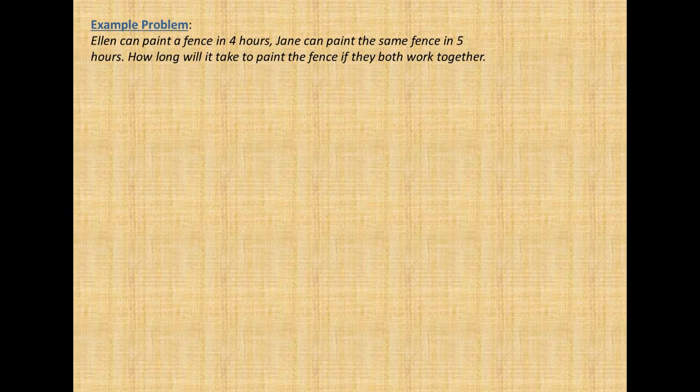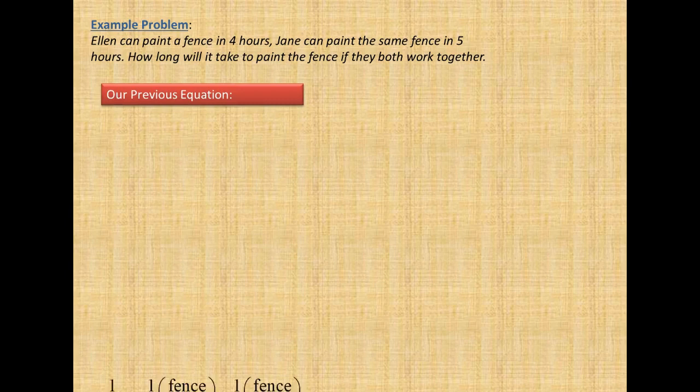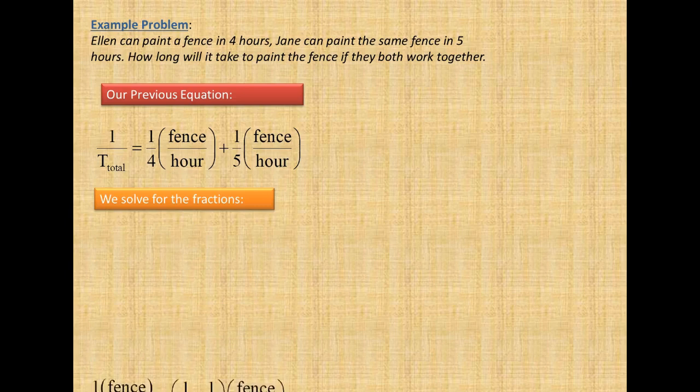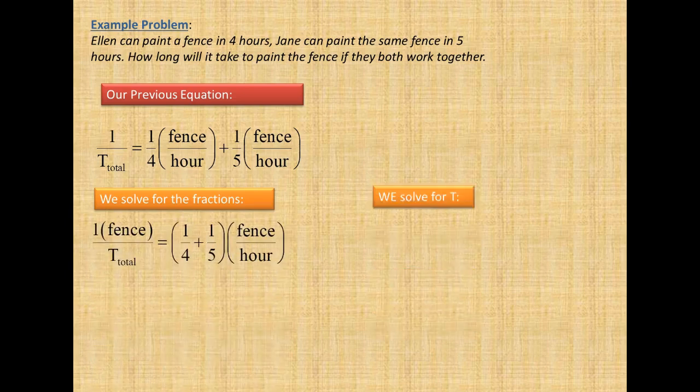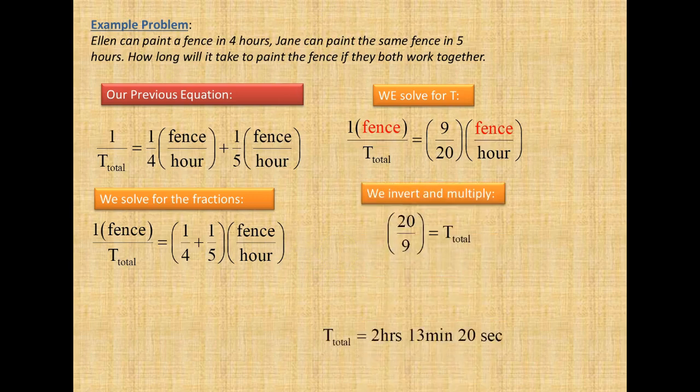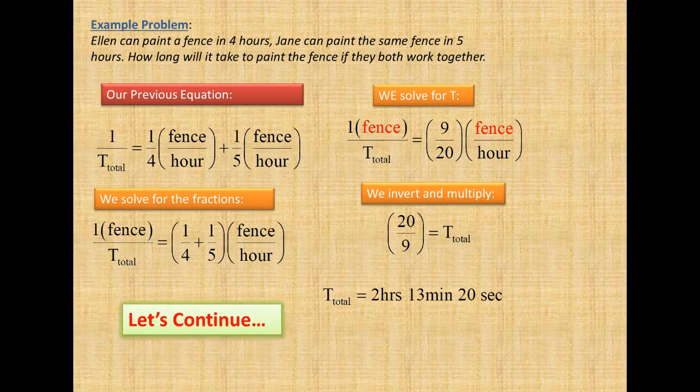So here's our same problem. And here's our previous equation. We solve for the fraction. We solve for T. Well, we have fences in here, so we can cancel the fences out. We invert and multiply. And the total time is equal to 2 hours, 13 minutes, and 20 seconds. Let's continue.